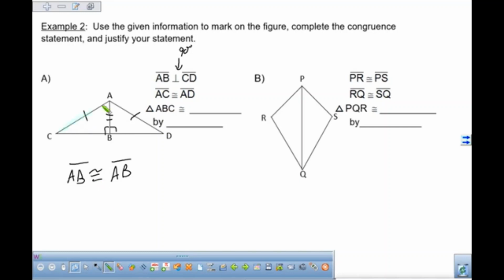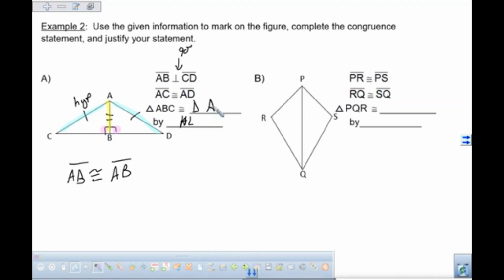So again, we have one set of sides, second set of sides, and a right angle. So that means we have hypotenuse leg because AC and AD are the hypotenuse. And triangle ABC is congruent to triangle ABD.